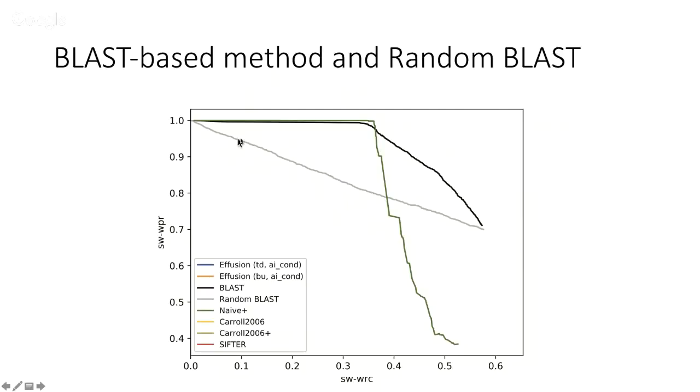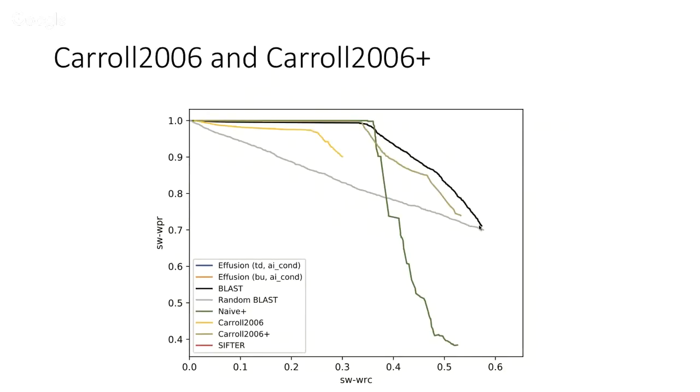You can imagine that maybe if it was using its own training data, it would start over here, and then the difference between BLAST and randomly ordering the BLAST results would actually be even slimmer. Here are the two methods. Here's the one method. Carroll 2006 presents the method that's most similar to this work that's published in the literature.